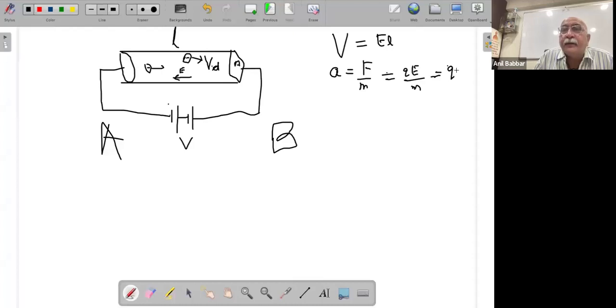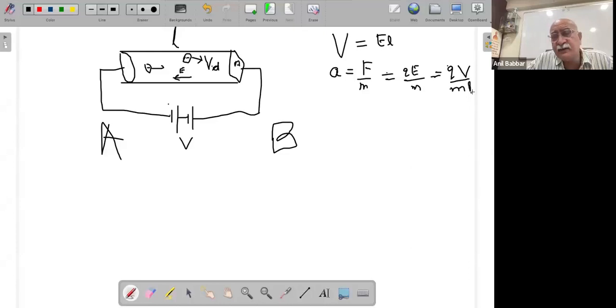So in place of E we can write V by L. So a equals Q V upon m L. So this is the acceleration.